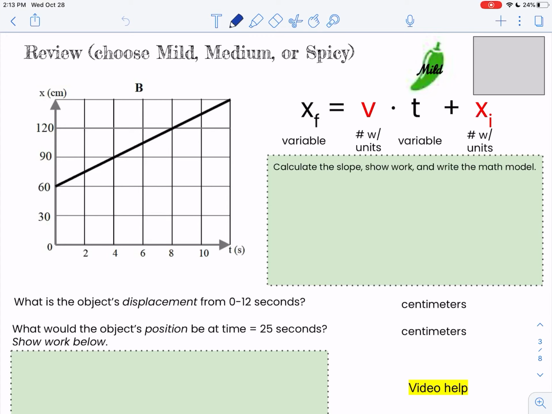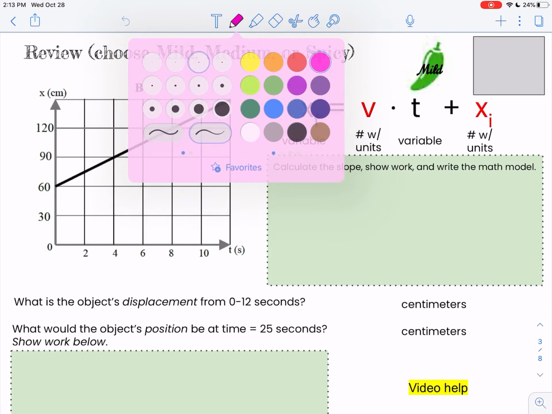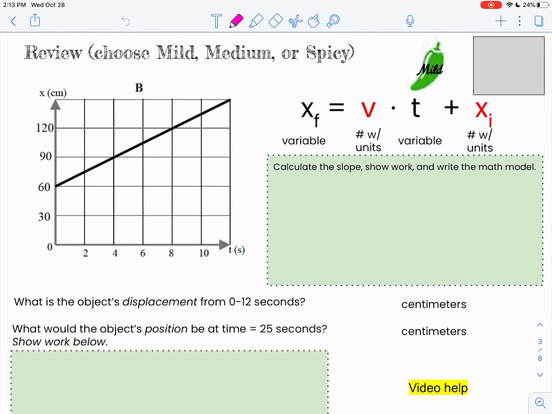All right, so here's the answer key for the mild page. The first thing you want to do is calculate the slope of the line, show work, and write the math model. So I want to pick out 2 points that are good. I'm going to pick 0, 60. Actually, all of these look pretty good. So I guess I'll just pick this one, 8, 120.